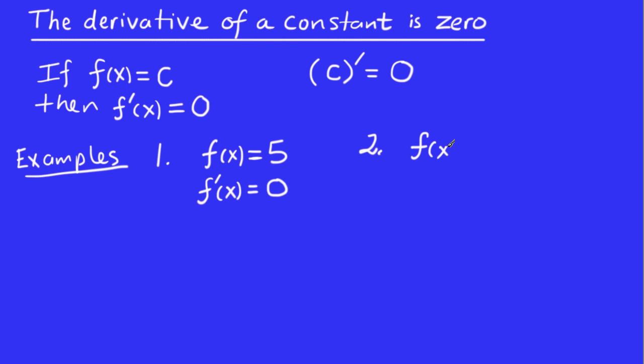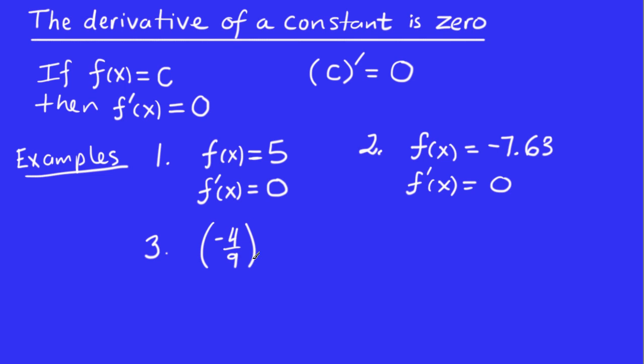Of course, it doesn't matter if you have a positive number or a negative number. Let's say you have a negative decimal, okay, negative 7.63 or something weird like that. What's the derivative of that? Well, it's also equal to 0, okay? In this notation, maybe I could ask you something like this. What's the derivative of negative 4/9? That's 0 as well. Very simple.